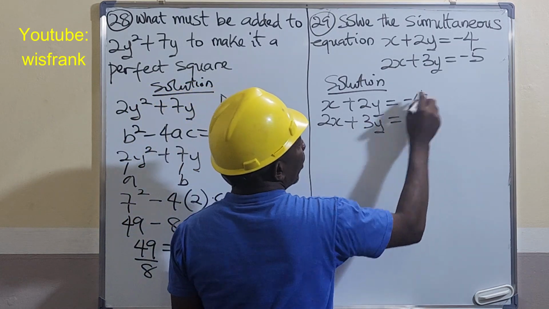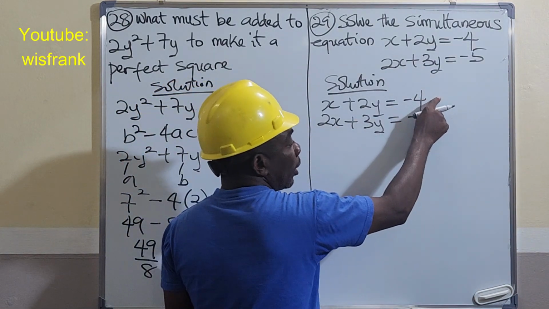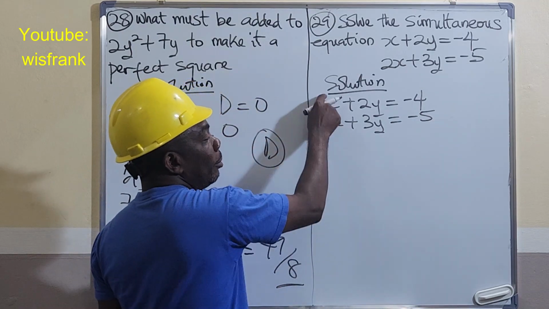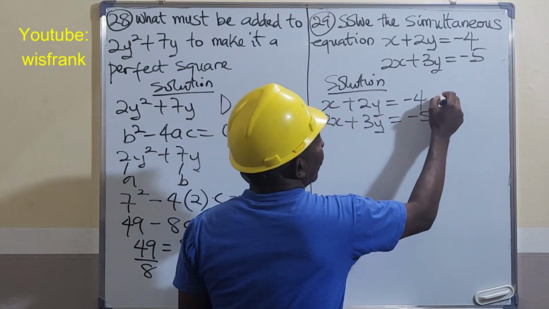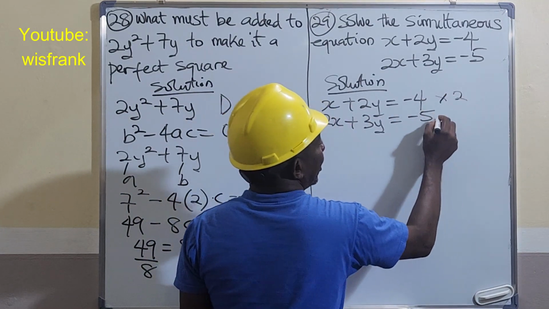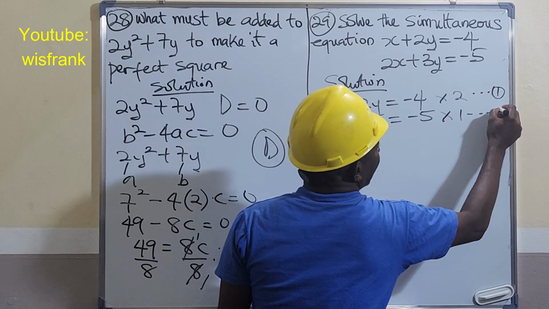Here, we find a factor that will multiply the first equation and the second so that we can eliminate one of these variables. Here we can multiply by 2. In this case, we multiply by 1. Here is equation 1 and here is equation 2.